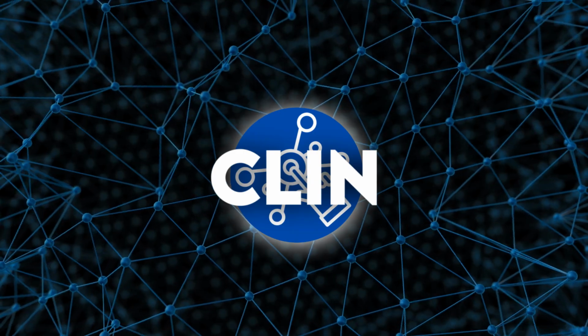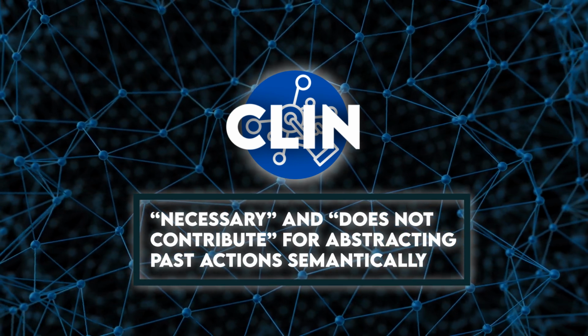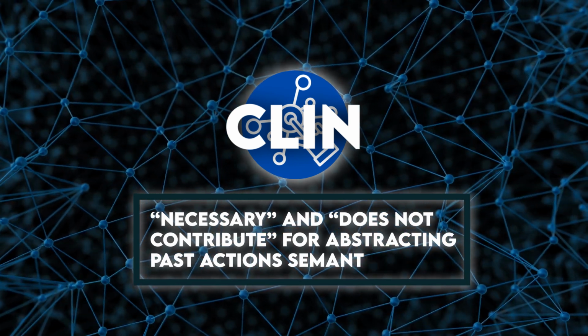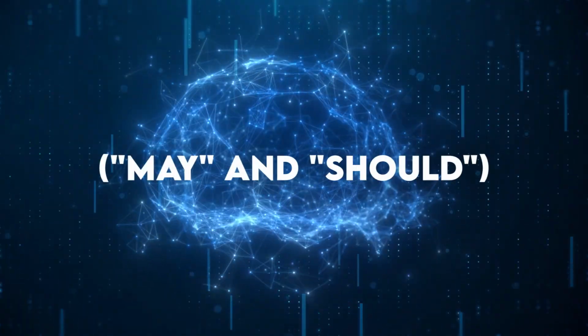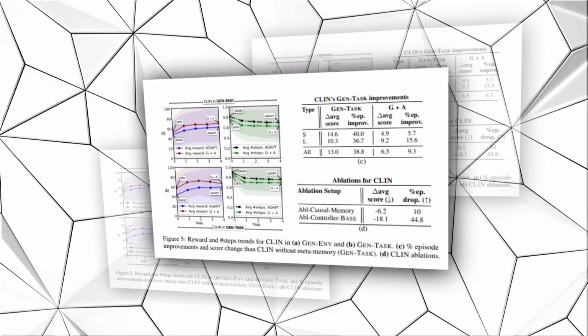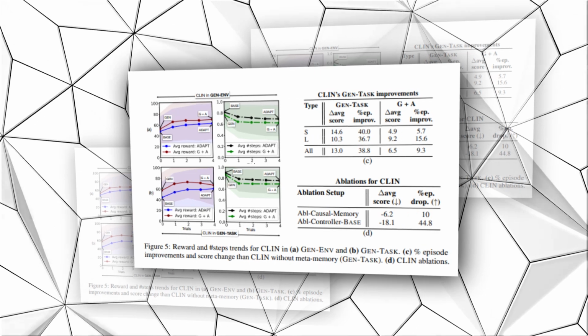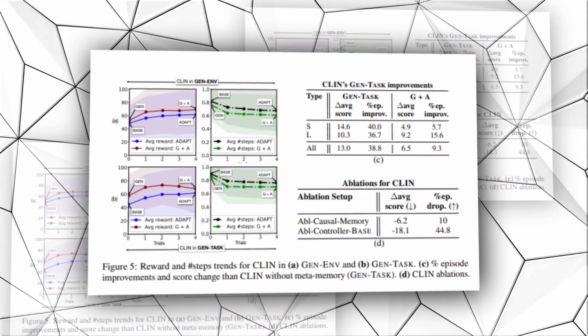CLIN memory consists of two relations, necessary and does not contribute, for abstracting past actions semantically. Additionally, it utilizes linguistic uncertainty measures, may and should, to express confidence in abstracted learning. CLIN adapts quickly to short and long tasks. It becomes more efficient in later trials by solving tasks with fewer steps.